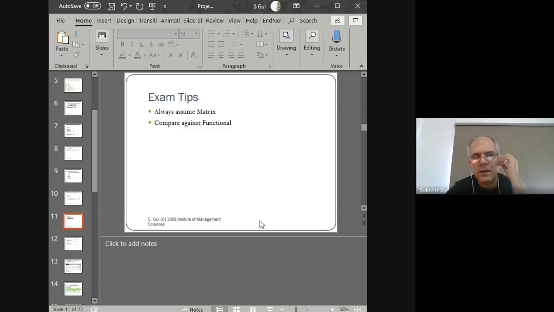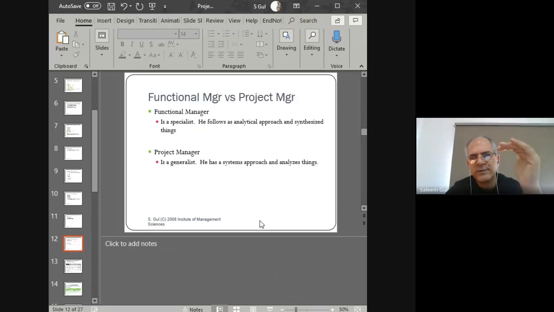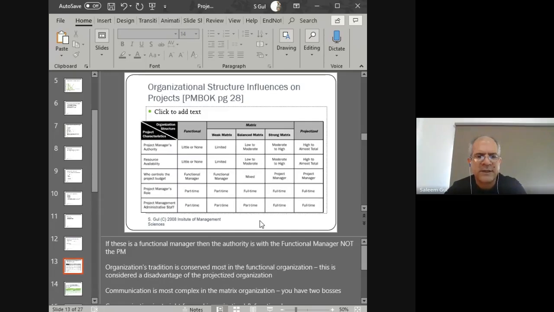So the functional manager is going to be the departmental head who's responsible for running their day-to-day activities, and the project manager is responsible for the project and making sure that the project executes. Right? And you just have to concentrate here and understand that the project manager's role evolves, right? First, the project manager is part-time. In the weak matrix, they are part-time. In the matrix and in the strong matrix, they are full-time. And in the projectized, they are also full-time.